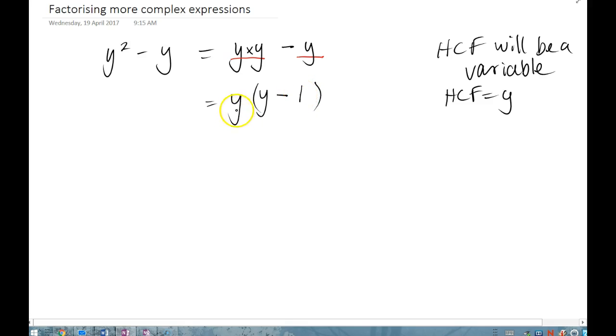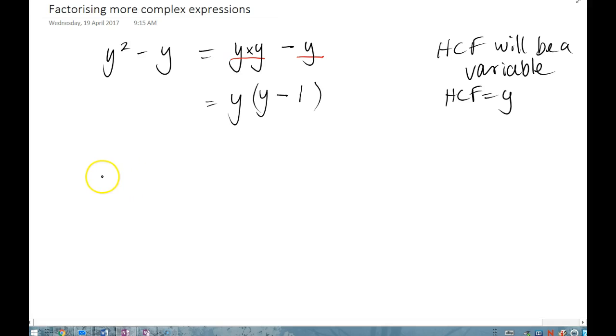And again, you can check your answer. Y times y gives me y squared. Y times -1 gives me minus y. So you can do all of the same thinking. It's just now that you have all letters and no numbers to deal with. So let's have a look at something that's a little bit more challenging.